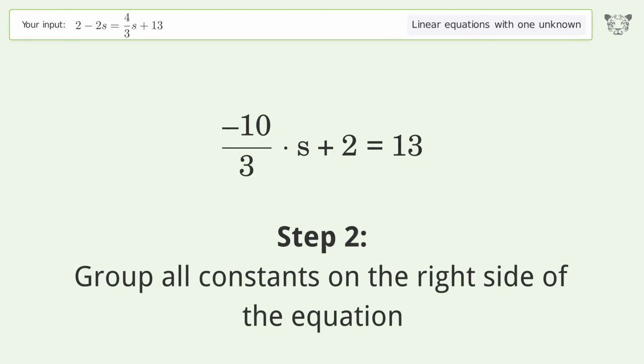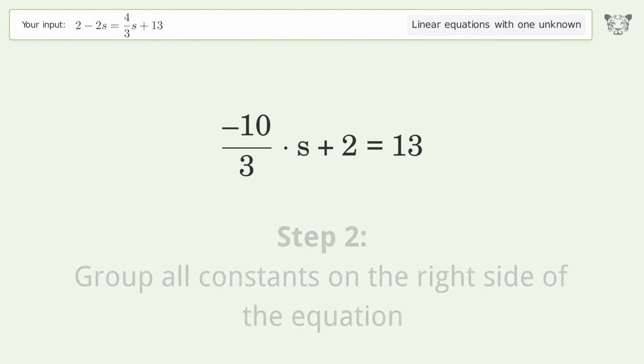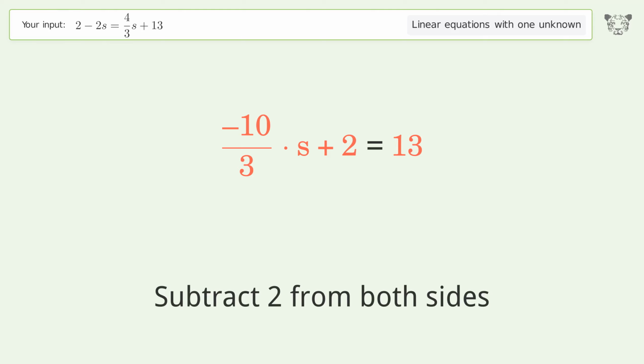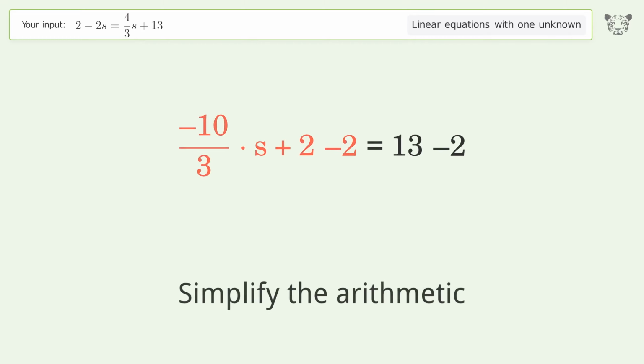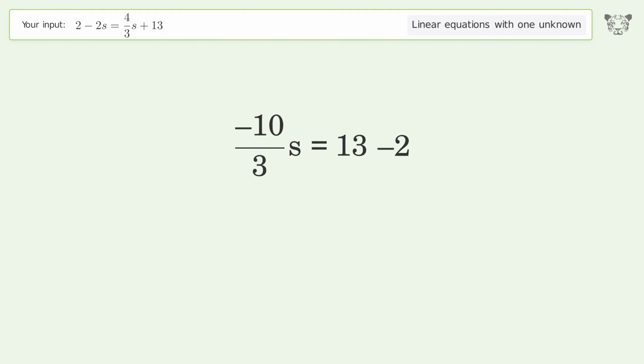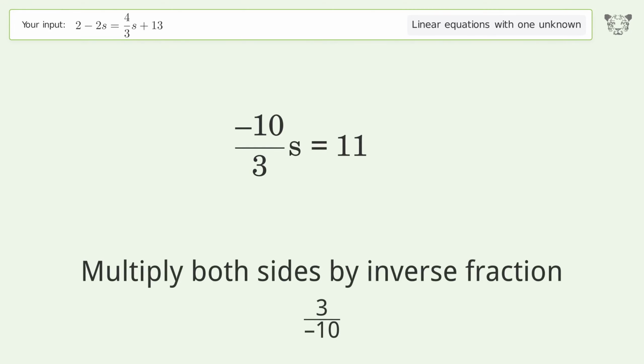Group all constants on the right side of the equation. Subtract 2 from both sides. Simplify the arithmetic. Isolate the s. Multiply both sides by inverse fraction 3/10.